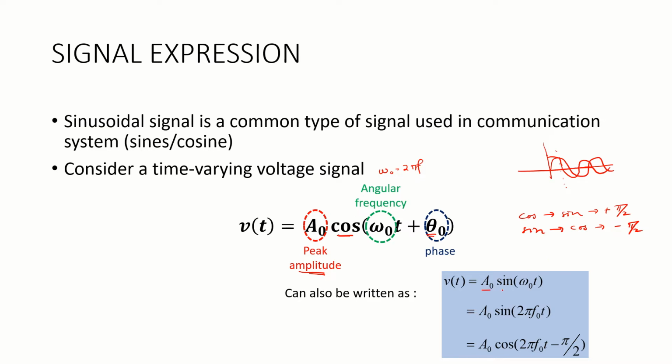So for example here, you have a sine. You can represent omega naught as 2 pi f naught, and you can change from sine into cos by minus pi over 2. In this case, if you have A naught cos omega naught t and you want to change it into sine form, it can be sine omega naught t plus pi over 2. So you can always change the form.